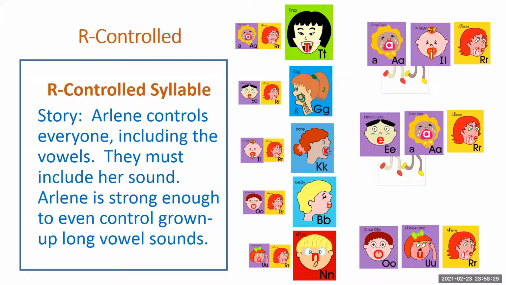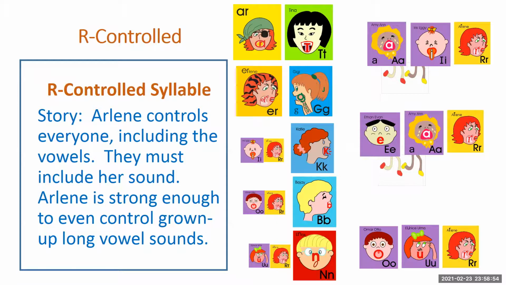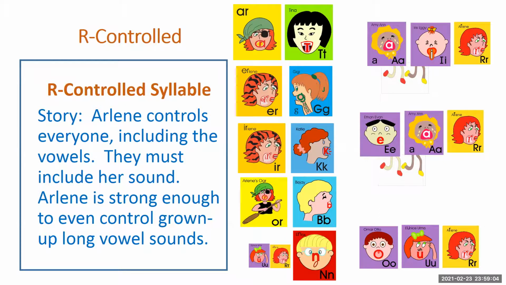The silent E story. Arlene controls everyone, including the vowels. They must include her sound. Arlene is strong enough to even control the grown-up long vowel sounds. So, a-r turns into art. Art. E-r turns into erg. I-r turns into irk. O-r turns into orb.